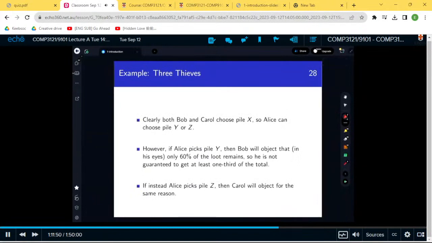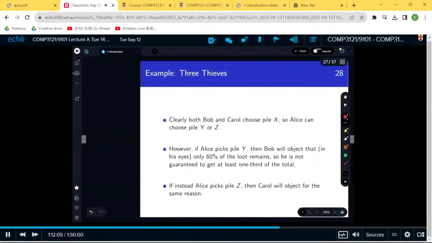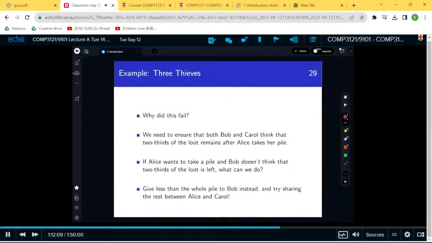Okay, so it seems that we need a different algorithm. So basically what's happening is that we give too much to Alice. So how can we solve this? We need to ensure that both Bob and Carol think that at least 2/3 of the loot remains after Alice takes her part. So what can we do?